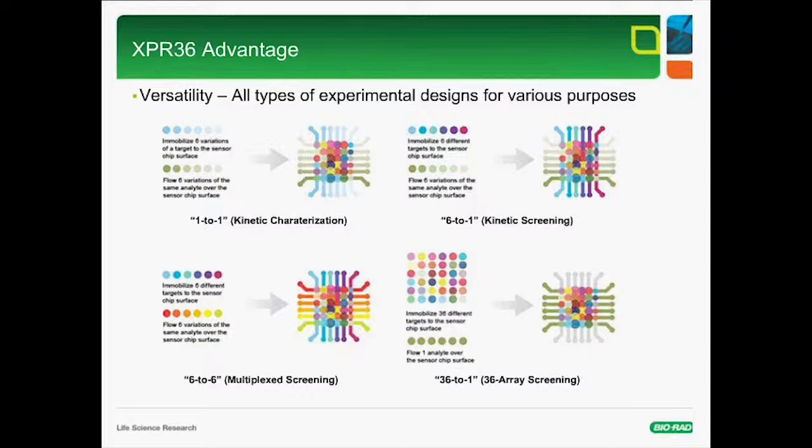People also use this array for high throughput screening because you can immobilize 6 different ligands to the surface and inject one analyte at 6 different concentrations. We call it kinetic screening, because you obtain 6 full kinetic data sets in one injection. And you can also use it for multiplexed screening and even to create a 36-ligand array and use it for high throughput screening.